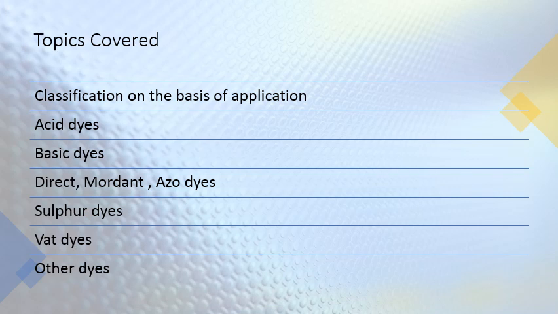In this lecture, we should understand the classification of the synthetic dyes on the basis of the application, and we can classify the various dyes on this basis into acidic dyes, basic dyes, direct dyes, mordant dyes, azo dyes. Azo dyes we have classified before also. Sulfur dyes, VAT dyes, as well as other types of dyes on the basis of the application we should see.